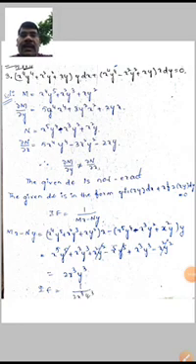Next application is (x^4 y^4 + x^2 y^2 + xy) y dx + (x^4 y^4 - x^2 y^2 + xy) x dy = 0. Therefore M is equal to x^4 y^5 + x^2 y^3 + xy^2. ∂M/∂y is equal to this one, ∂N/∂x is equal to this one. The given differential equation is not an exact differential equation.